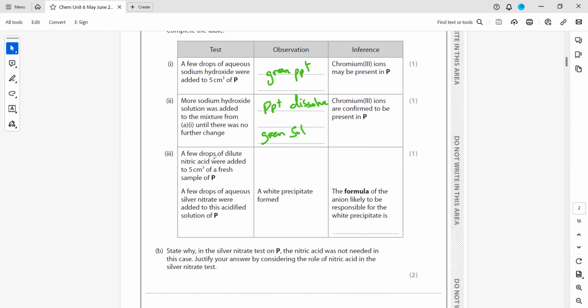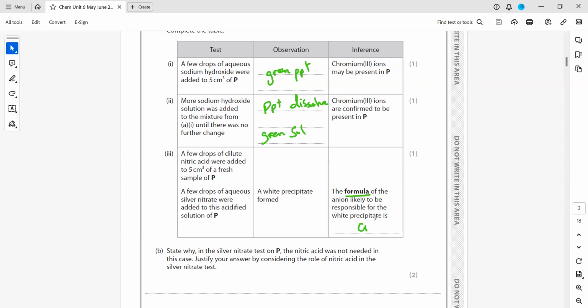A few drops of dilute nitric acid were added, and then a few drops of silver nitrate. This is a test for halide. So if it is a white precipitate, what is the formula of the anion likely responsible? White precipitate is due to the presence of a chloride ion. If it was a cream-colored precipitate, so we just need the formula of the anion, sorry, not the formula of the precipitate. And read these words when they are in bold, like some words are in bold.